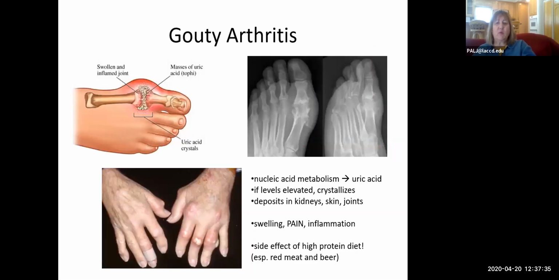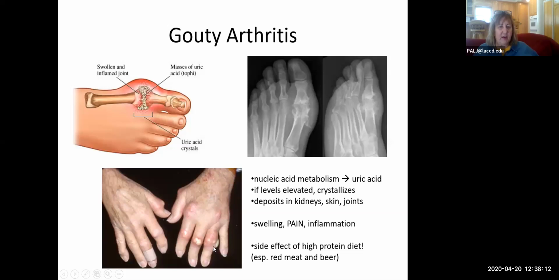The third type of arthritis I want to talk about is gouty arthritis, which is the arthritis you get with a disease known as gout. And gout means you have high levels of a substance known as uric acid. So what is uric acid? When your nucleic acids, your DNA, your RNA get metabolized, one of the byproducts is something called uric acid. And if you have high uric acid levels in your blood, it can crystallize and you will get crystals that form in your kidneys, in your joints, and in your skin.